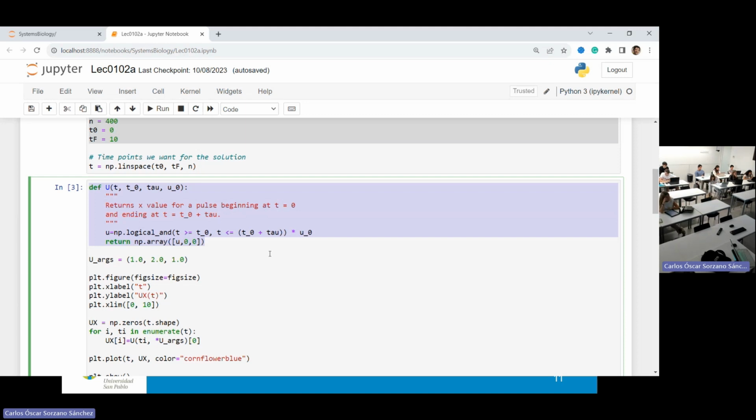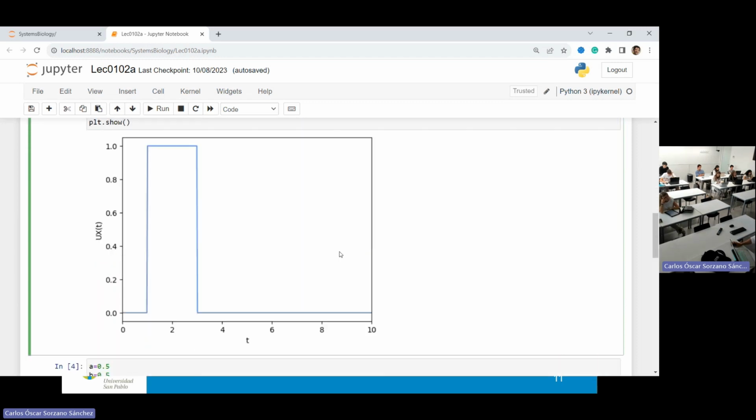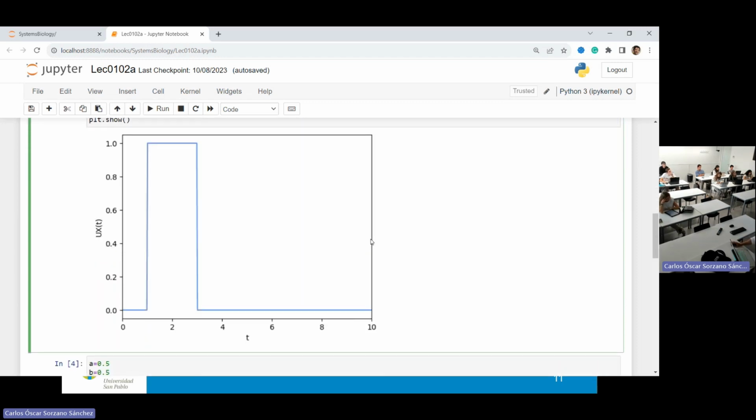So it goes up at T0, and it will disappear at T0 plus tau. And the value that we'll have when it is up is U0. Okay, and so this is just the step function. Now we can plot the step function just to make sure that it works correctly. So this is what we get.